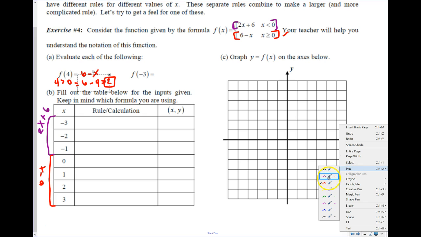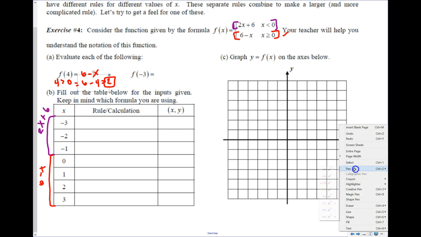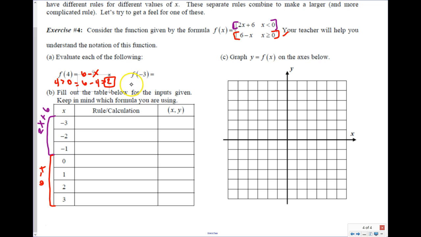Now, on the other hand, f of -3 is actually less than 0. Oh, sorry, I meant to use purple. -3 is less than 0, so that means I have to use the other one. I've got to use this first one here, the 2x plus 6 equation. So I know that I have to use 2x plus 6, and I'm going to plug in -3 for x. 2 times -3 is -6, and -6 plus 6 gives me 0.